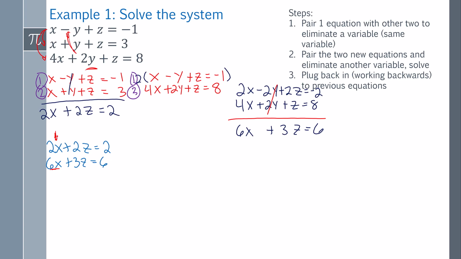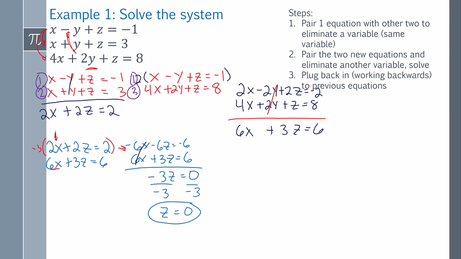So I'm going to multiply the top equation by negative 3. And by doing that, now you get negative 6x minus 6z equals negative 6. So I multiplied every value by negative 3. Now if I add those equations together, the x's will cancel out, and I'll get negative 3z equals 0. Divide both sides by negative 3. You get z equals 0. Okay, so we have one of the three variables.